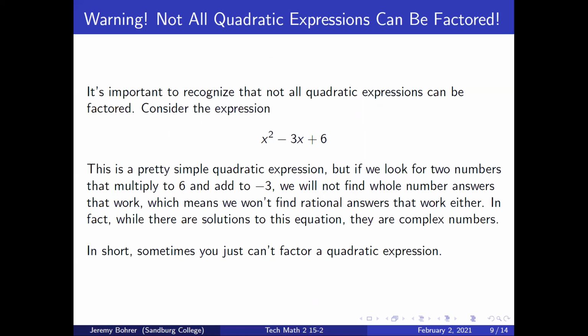It's important to recognize that not all quadratic equations can be factored. Consider the expression x squared minus 3x plus 6. This is a pretty simple quadratic expression, but if we look for two numbers that multiply to 6 and add to negative 3, we will not find whole number answers that work, which means we won't find rational answers that work either. In fact, while there are solutions to this equation, they are complex numbers. In short, sometimes you just can't factor a quadratic expression.